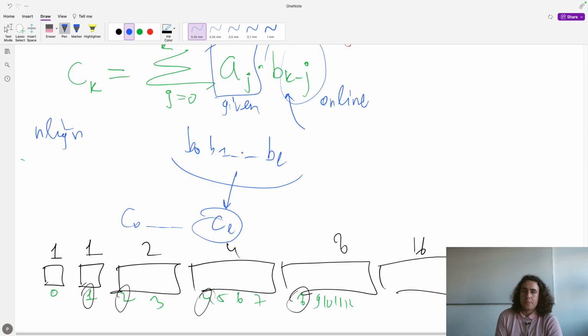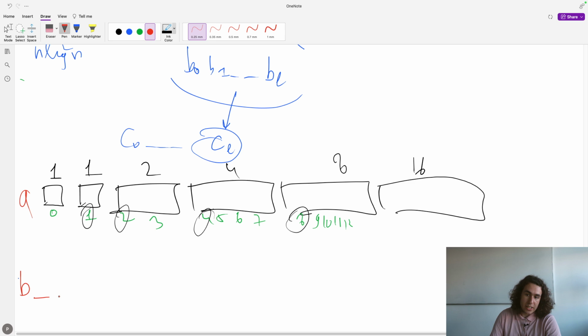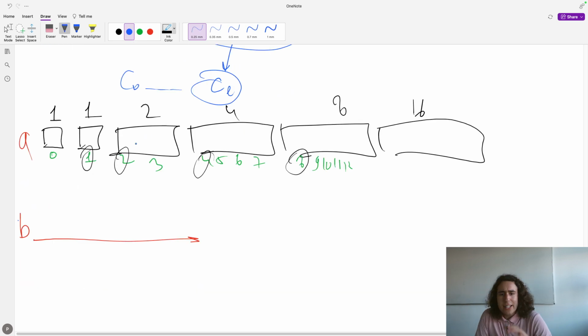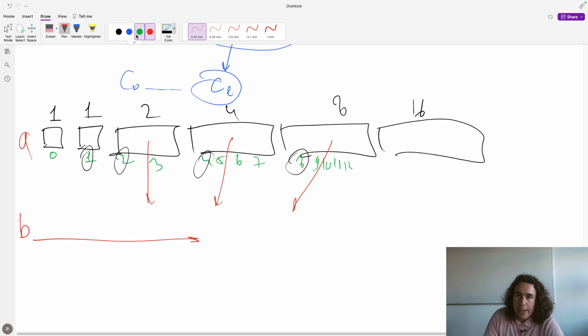And we need to multiply a by b. This is a, and this is b, which were given only one by one. And we're going to treat the different blocks of a separately. So we're going to multiply this block of a with b. Separately, we're going to multiply this block of a with b. Separately, this block of a with b. And each block, we're going to multiply with a different frequency, right?